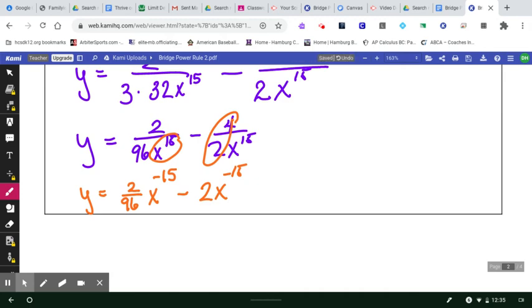Now I'm ready to apply the simple power rule. But I had to do a lot of rewriting, and that's the part some people get frustrated with, is that they just want to take the derivative right away. But that's not the case 90% of the time. We have to rewrite it so it's in the proper form.